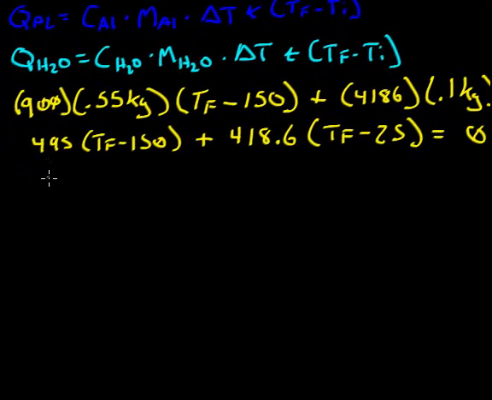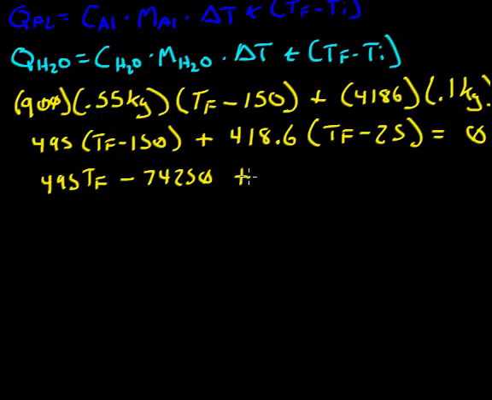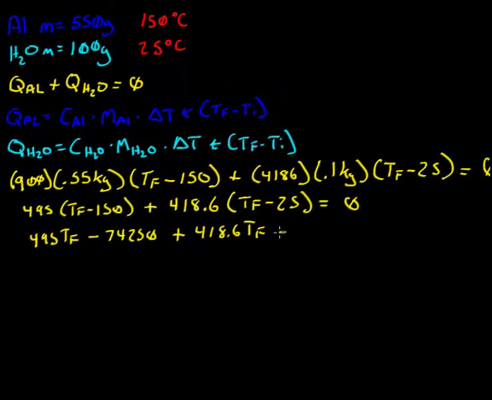Alright, so 495 times TF minus 495 times 150, which is going to give us 74250. Then we're going to plus 418.6 times TF minus 418.6 times 25, which gives us 10,465, and it's going to be equal to 0.